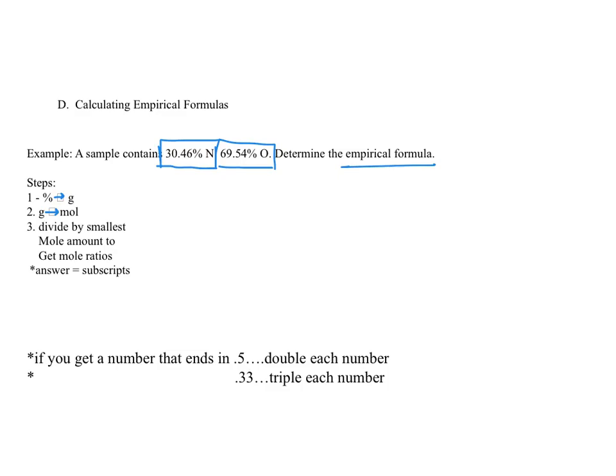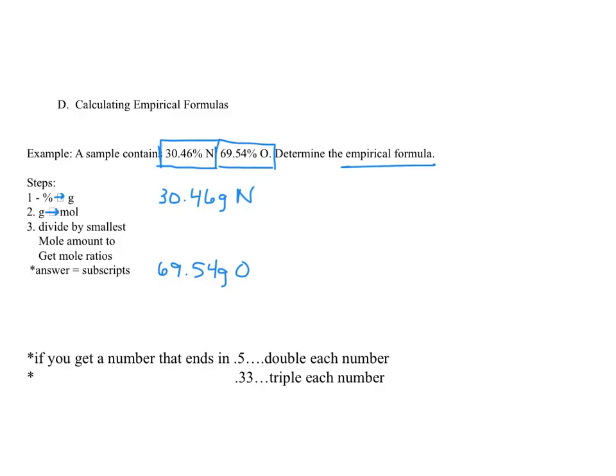So step number 1 is just to take your percentages, and we're going to pretend like we have 100 grams of this substance. So if I have 100 grams of this substance and 30.46% of it is nitrogen, that means I have 30.46 grams of nitrogen, and then I have 69.54 grams of oxygen. Okay, so that's step 1, is just to convert those over. So if you're given percentages, do that. If they give you grams to start with, then you don't have to do step 1. You just go straight into step 2.